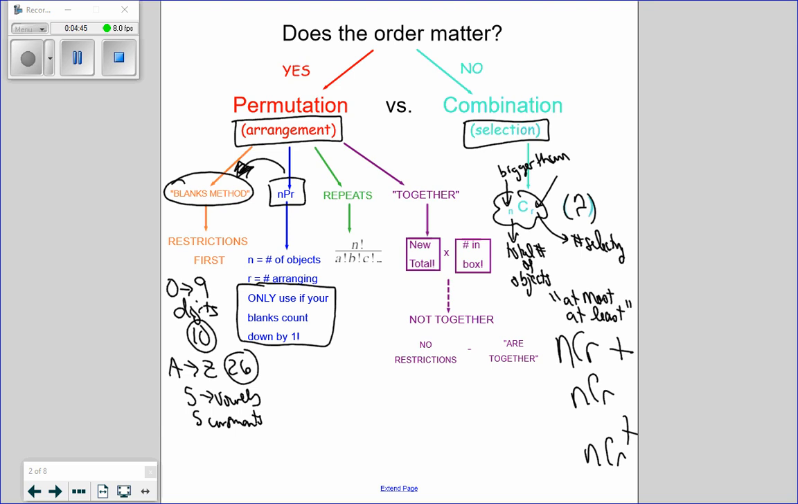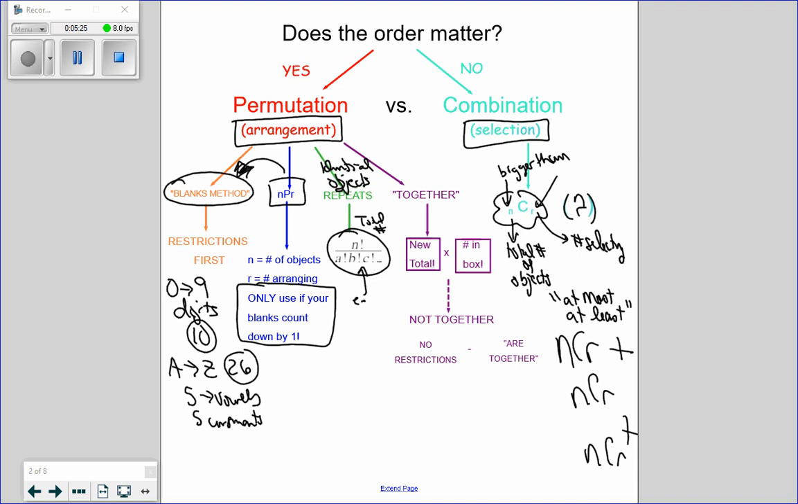Because your test is multiple choice, numeric response, short answer, on the multiple choice, if you figure it out using blanks, but all the multiple choices are NPRs, plug yours into the calculator, plug theirs into the calculator, match them up. Okay, and then we've got the special restrictions. So repeats, you can also think of it as identical objects. So if you have identical objects, the numerator is the total number.